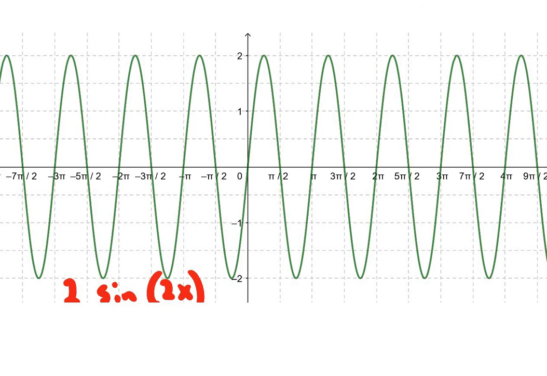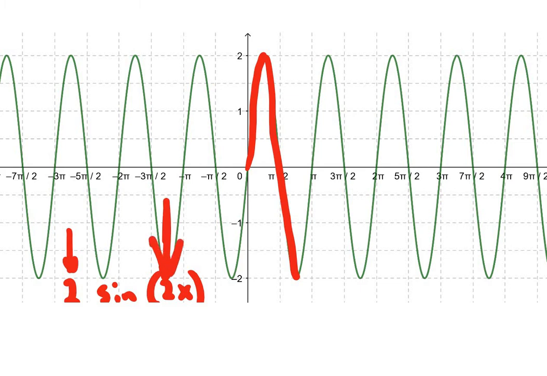Now let's look at this one. 2 sine 2x. So this 2 ensures the range is between 2 and minus 2. This 2 ensures the period has halved. Okay, so if I was to draw this, I would be going up to 2, down to minus 2, and this 2 here then ensures that the period is halved.